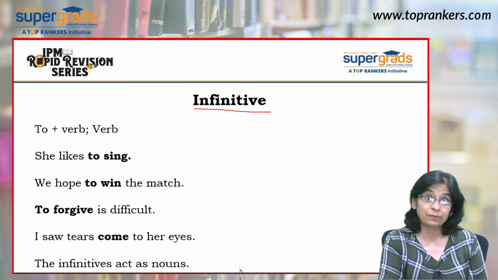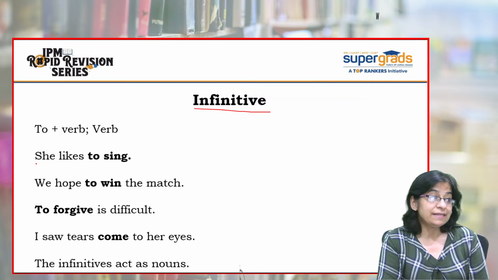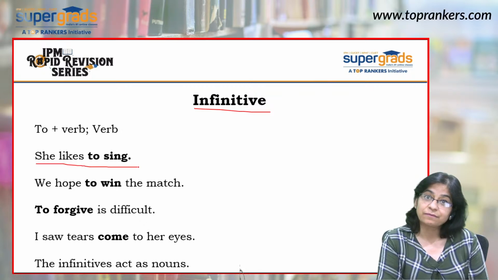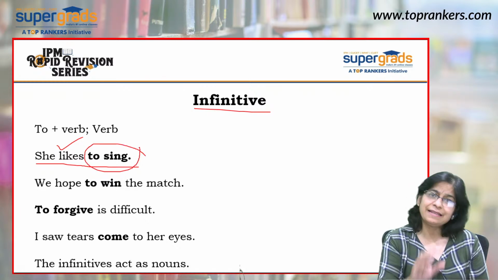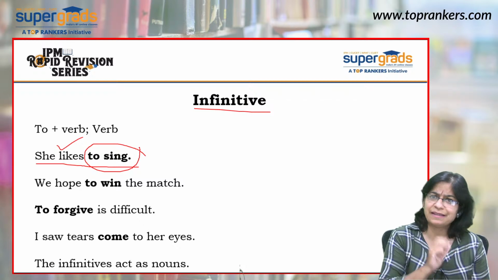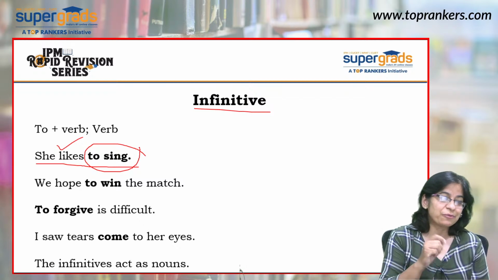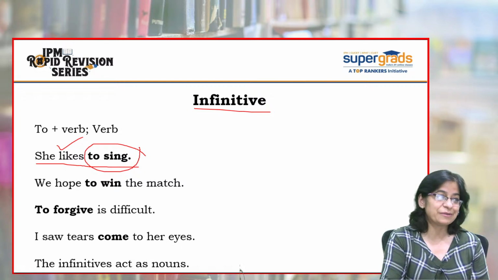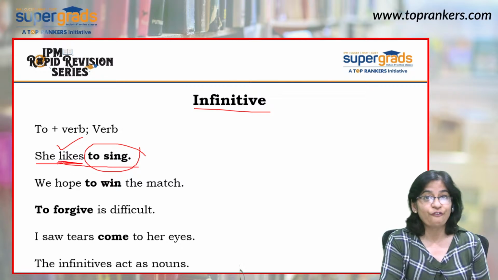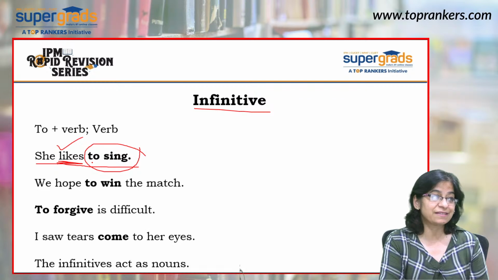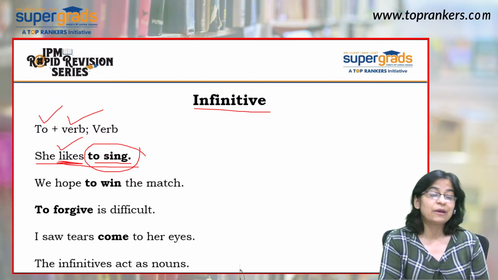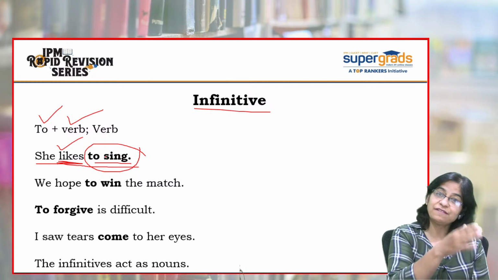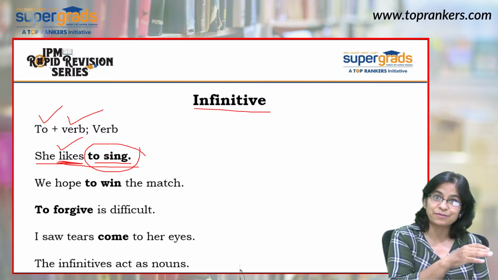Let's understand with the help of an example. Let's say my sentence is she likes to sing. Now, what does she like to do? Well, she likes to sing. If I were to change this sentence to its past form, I would say she liked to sing. Now see, the verb changes form. You can change the tense of the sentence, but the infinitive, that is to sing, which is made up of a verb but doesn't work like a verb anymore, will not get affected. The infinitives are not limited by the subject of the sentence.